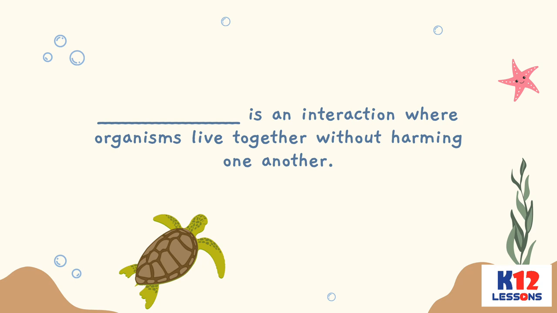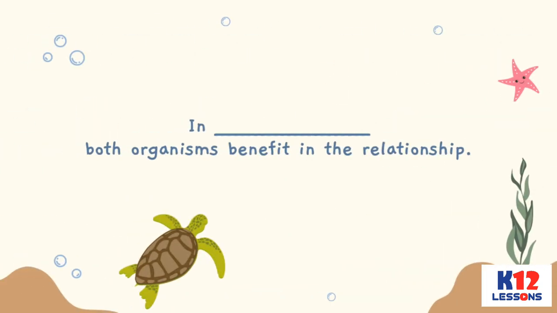Blank is an interaction where organisms live together without harming one another. For example, barnacles attached on skin of turtles without harming them. In blank, both organisms benefit in the relationship. For example, the corals receive oxygen from the algae and get protection from them.